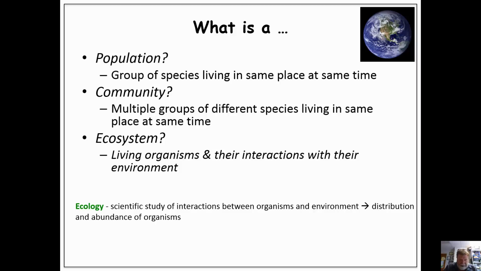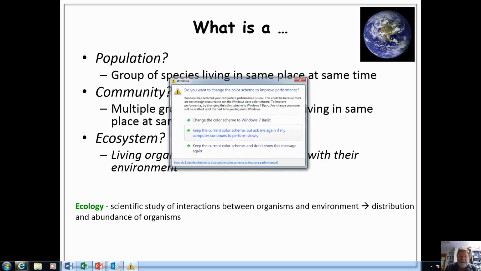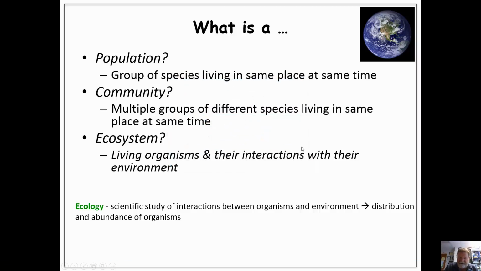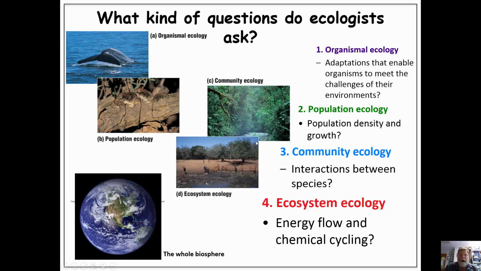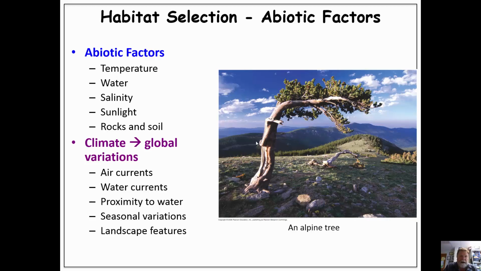Ecology is basically, by definition, the scientific study of interactions between organisms and the environment, and the distribution and abundance of those organisms. Environmental ecologists ask a number of questions that relate to an organism, populations, communities, and ecosystems. Again, we'll be separating these in the next few chapters and taking a look at these a little bit further.